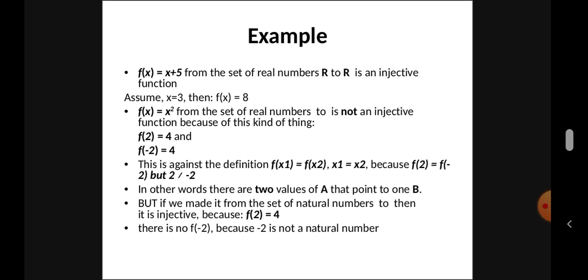In other words, there are two values of a that point to the same b. But if we take it from the set of natural numbers, then it is injective, because here f of 2 is equal to 4 and there is no f of -2, since -2 is not a natural number. This is purely based on the set, whether we are taking values from the real numbers or from the natural numbers.